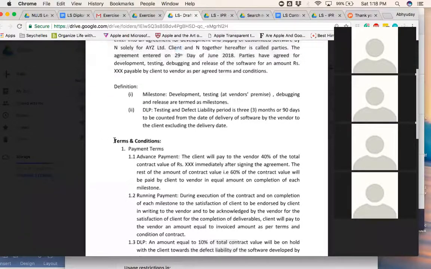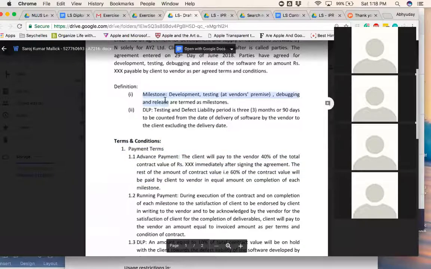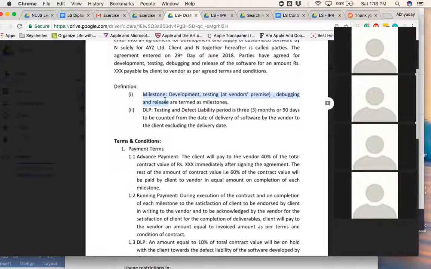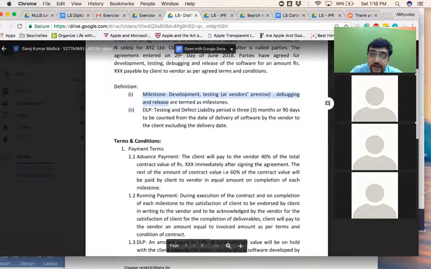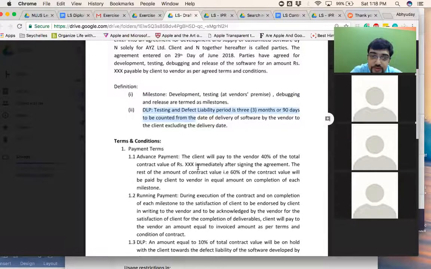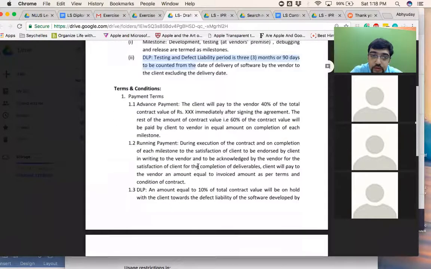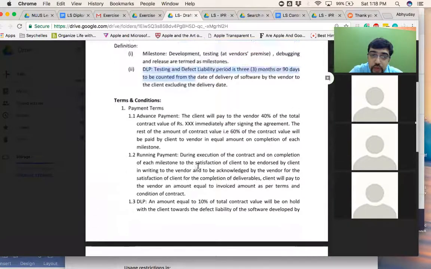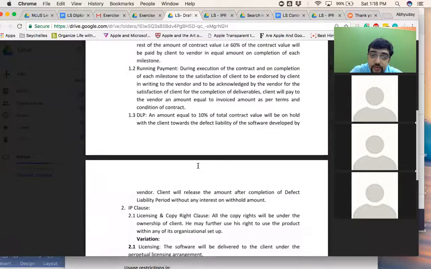Now see, Saroj has written about the milestones, okay? And he has even defined what a milestone is. Development is a milestone, testing, debugging, and release. These are the milestones. And he has made something called testing and defect liability period of 3 months, okay? Now you can similarly define more milestones.